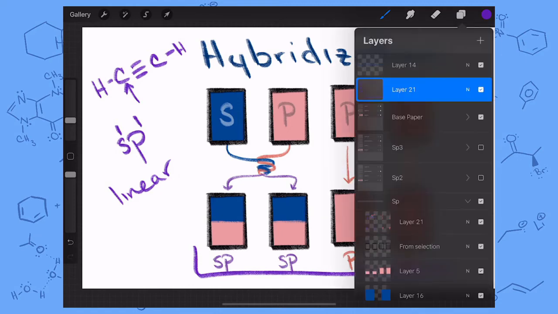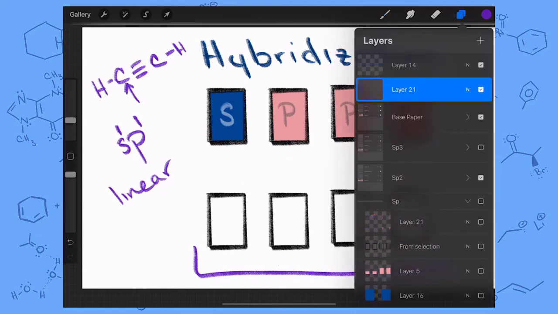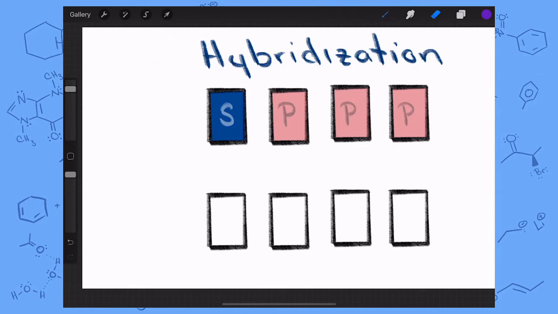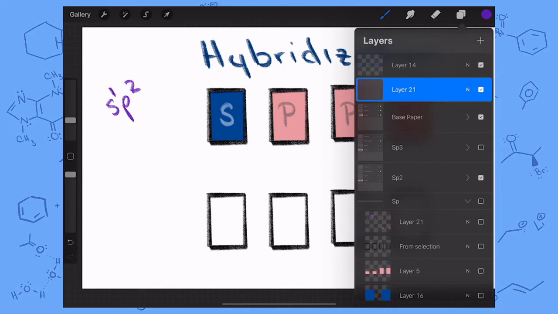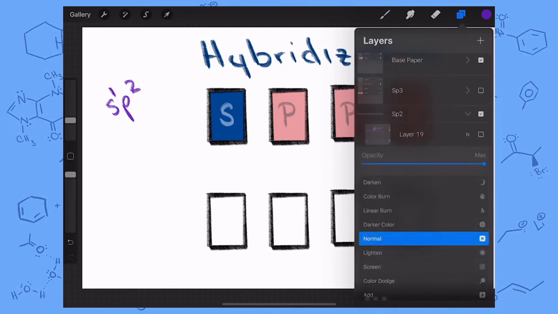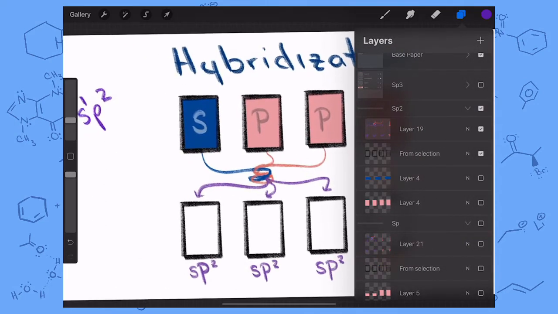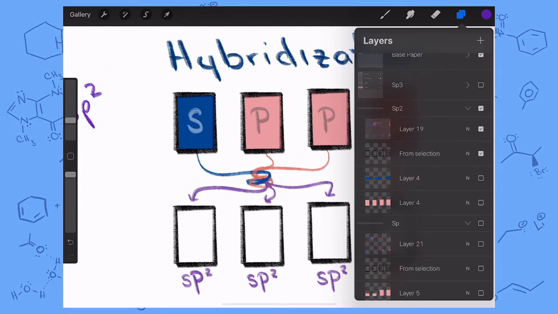Let's look at our next one. Let's look at sp2. From the name, we can see we're going to use 2 p orbitals for sp2. And again, if you want, you can put a 1 after the s to remind you that there's 1 s and 2 p orbitals. So we combine 3 total orbitals, which means that we're going to have 3 hybridized orbitals. So we'll get 3 orbitals that are sp2 hybridized.